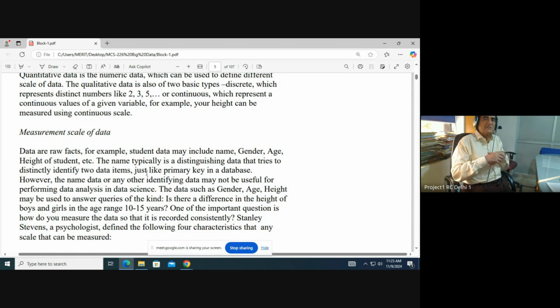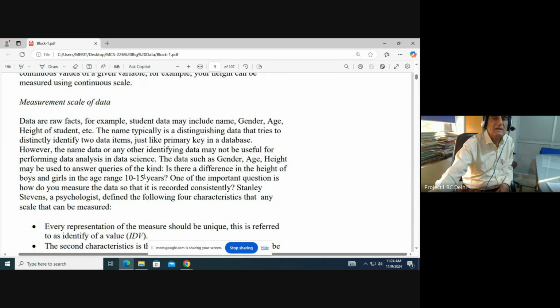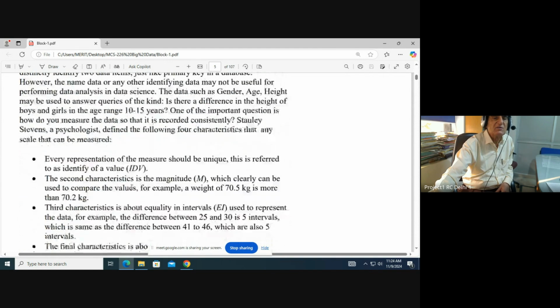Data is raw fact. For example, student data may include name, gender, age, height of the students, qualifications and all these things. Name is typically a distinguishing data that tries to distinctly identify two data items, just like a primary key in a database. However, the name data or any other identifier may not be useful for performing data analysis. The data such as gender, age, height may be used to answer queries. The difference in height between boys and girls in the age group 10 to 15 and all these things are important.